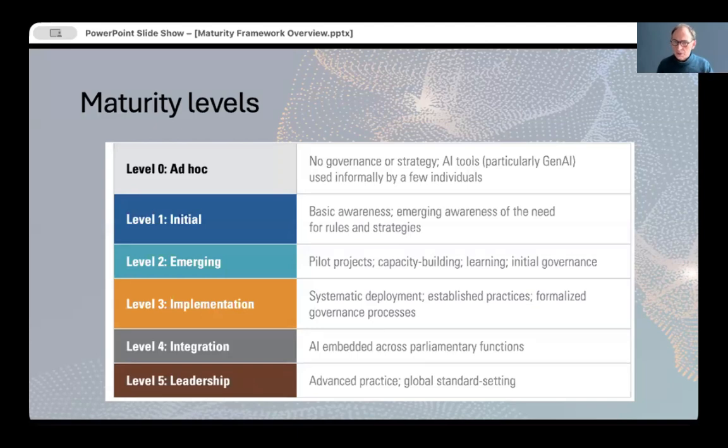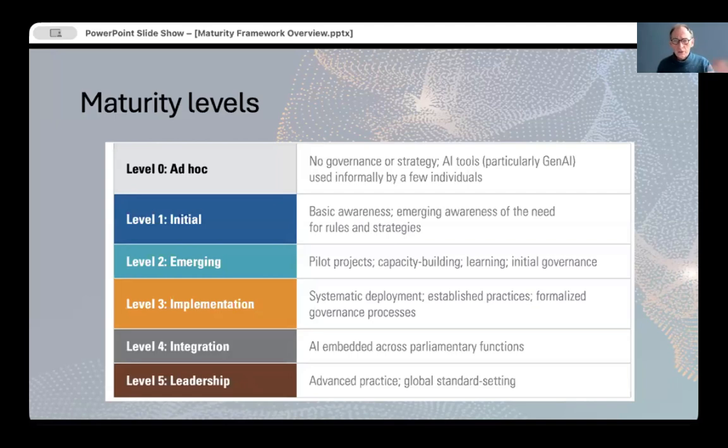Level 4, you're starting to embed AI across parliamentary functions at an operational level. And level 5, advanced practice, global standard setting. You're part of the process of creating a standard for AI in parliaments. You know, right now, no one is really operating at level 5 across all the levels. It's just not possible. No one's at level 4, I don't believe. I'd be very surprised.